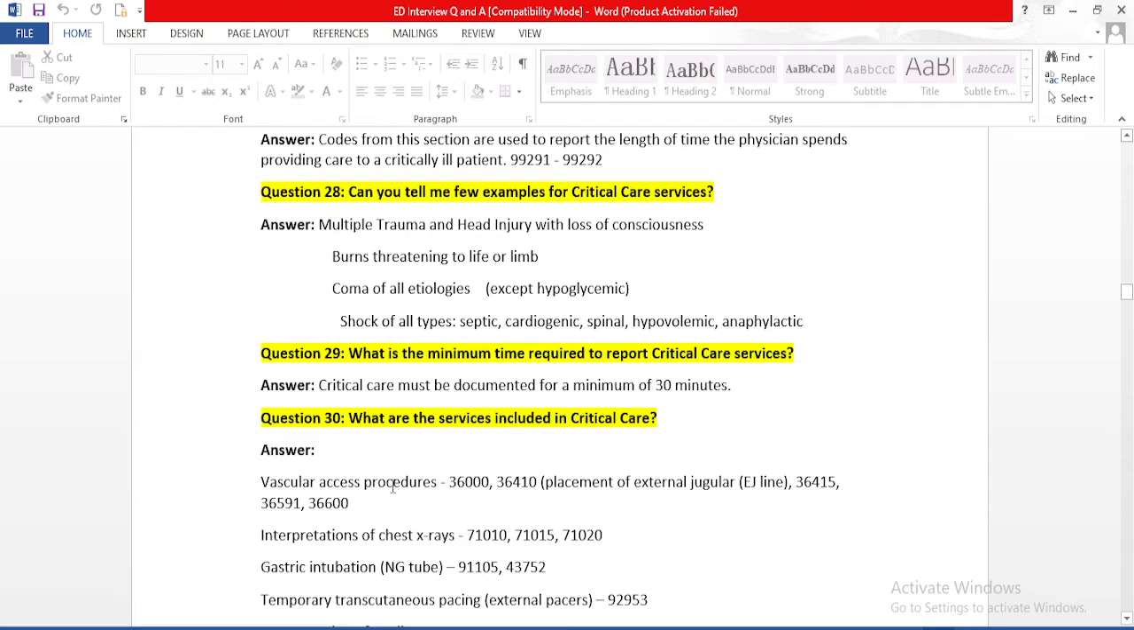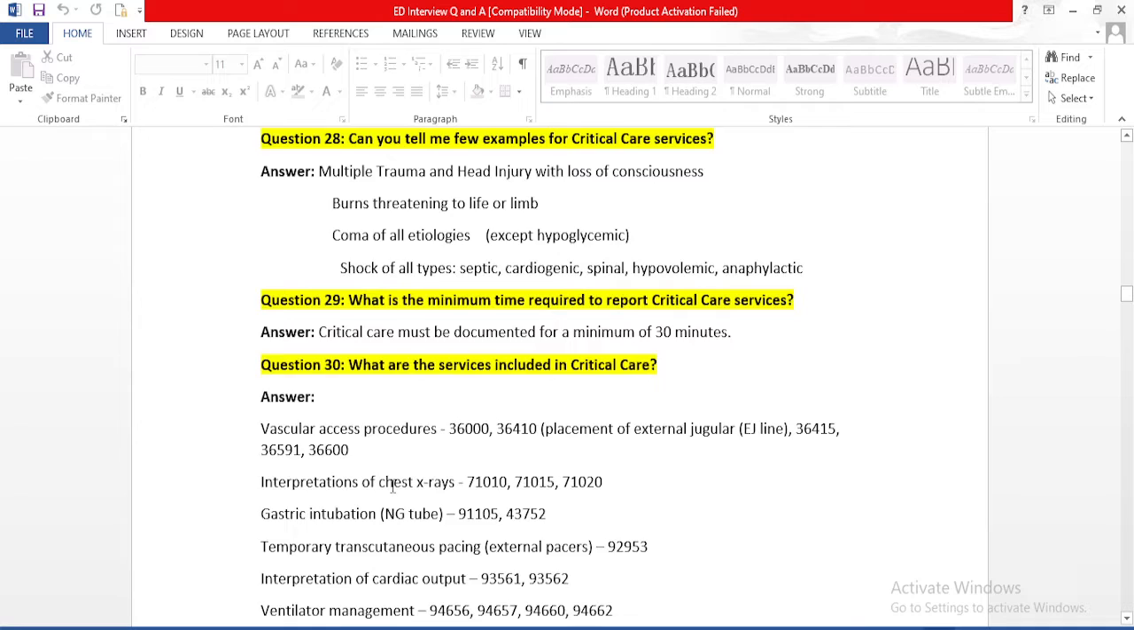So next question, can you tell me a few examples for critical care services? What are the criteria in order to code for critical care here? Multiple trauma and head injury with loss of consciousness, burns threatening life or limb, coma of all etiologies except hypoglycemic, shock of all types: septic, cardiogenic, spinal, hypovolemic, anaphylactic. All these types of services come under critical care services. Whenever the patient has these conditions, the physician needs to consider it a serious condition and provide critical care services.